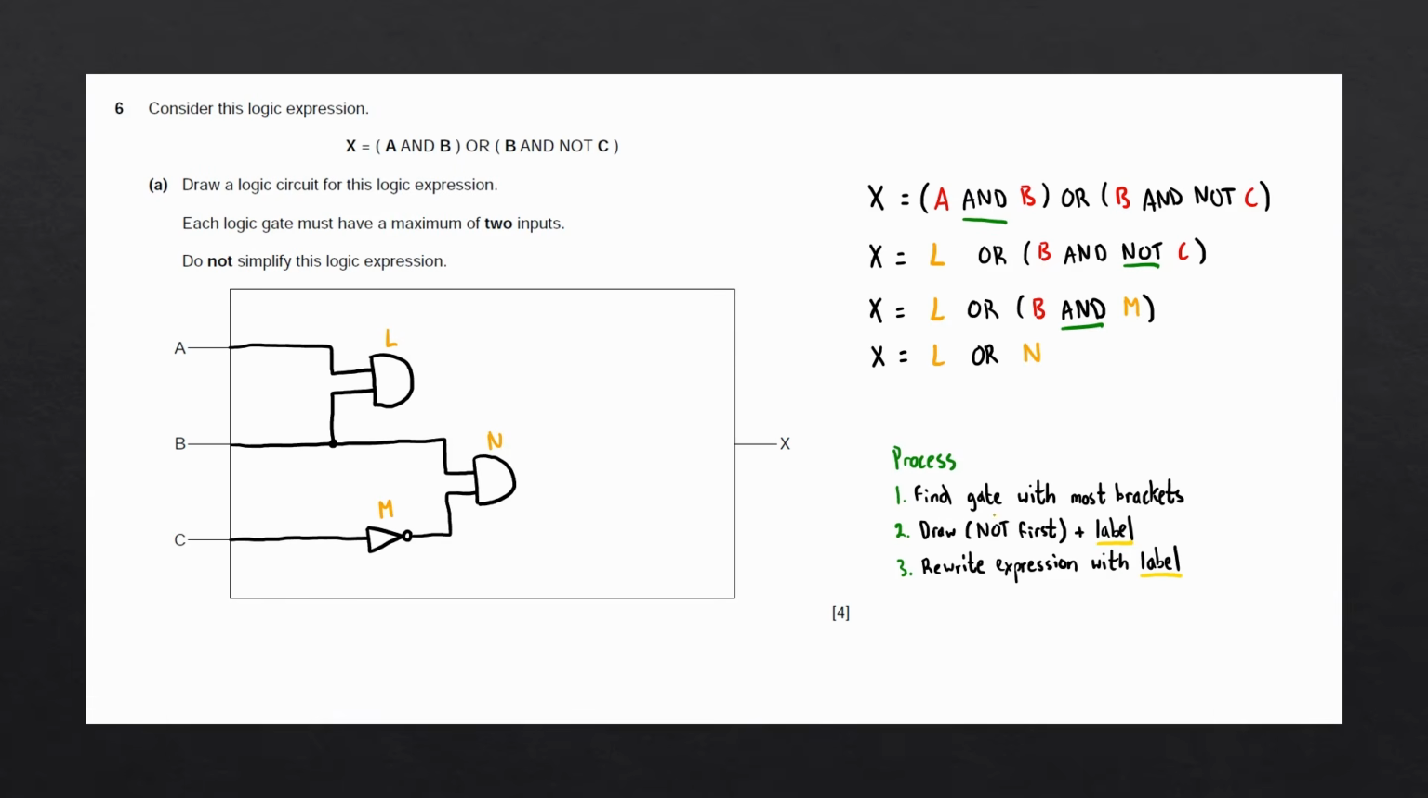Let's repeat the process one last time. We'll find the gate with the most brackets. In this case, there's only one gate, which is the OR gate. The inputs for the OR gate are L and N, so we'll draw the OR gate around about here to connect to L and N. Then we can connect up L and N, and we'll give this a label. Let's label it P, and again, rewrite the logic expression, replacing L or N with P. The logic expression says that X is equal to the output of P, so we'll connect the output of P to X. And there we have the completed logic circuit, and that is this question complete.